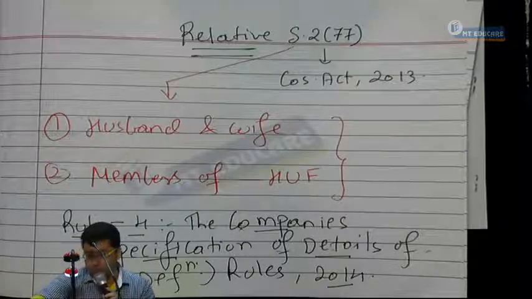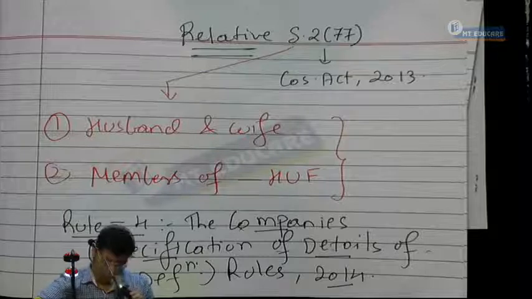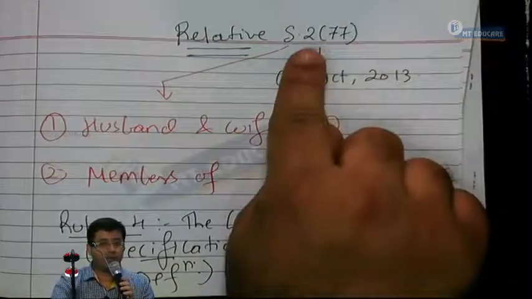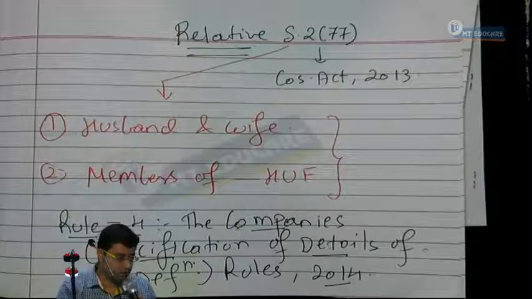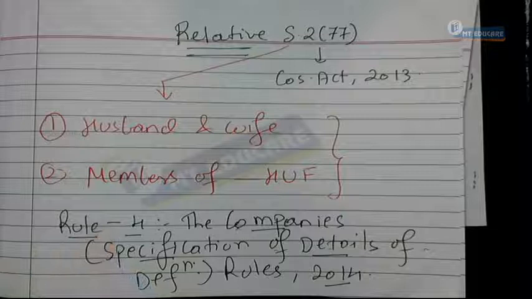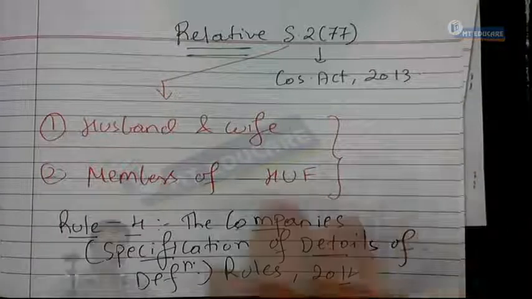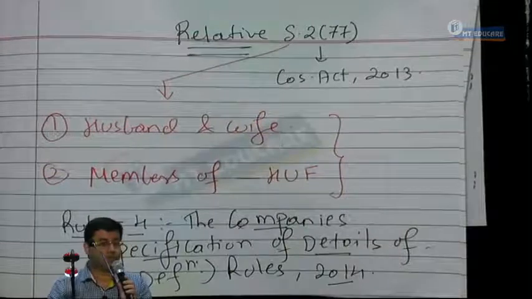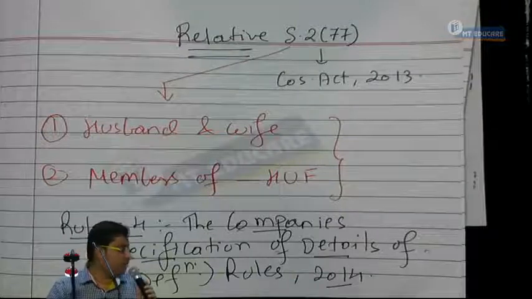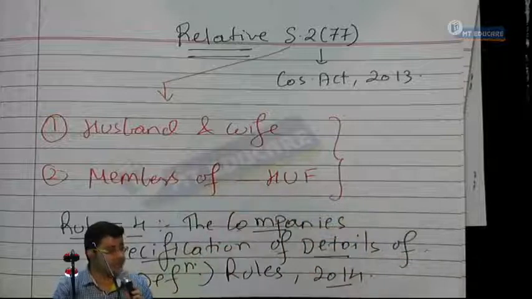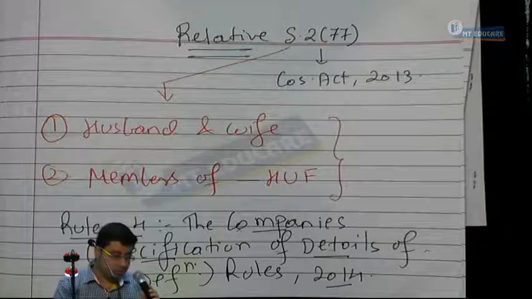Now, you give the heading: definition of relative. You can write the section number in the bracket: Section number 2, subsection 77, Companies Act 2013. Write down. Relative means husband and wife or members of HUF. Full stop.